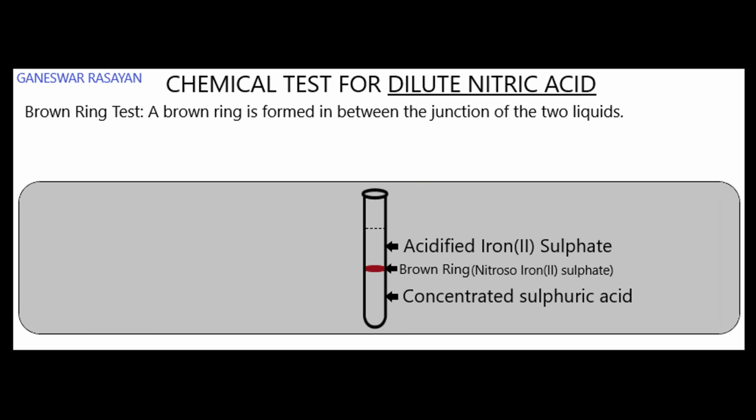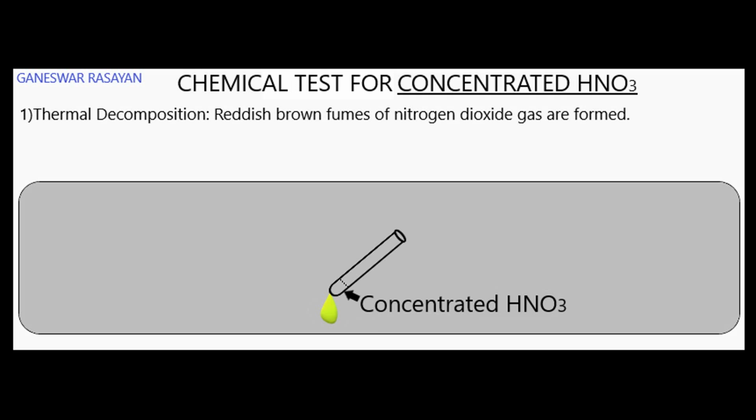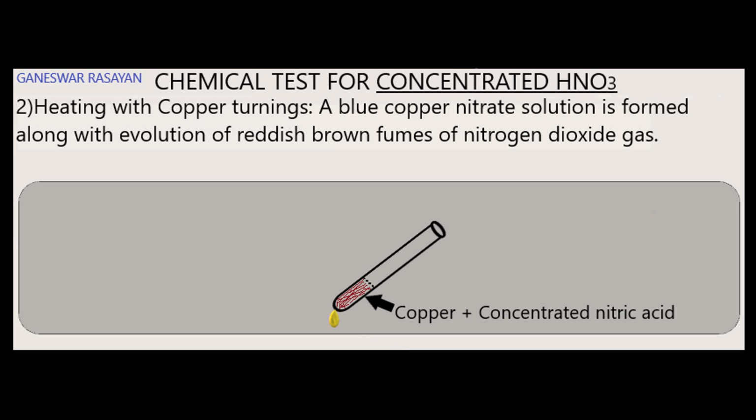The chemical test for dilute nitric acid is the brown ring test. A brown ring is formed in between the junction of the two liquids. The chemical test for concentrated nitric acid is its thermal decomposition. Reddish-brown fumes of nitrogen dioxide gas are formed. Another chemical test for concentrated nitric acid is its heating with copper turnings. A blue copper nitrate solution is formed along with evolution of reddish-brown fumes of nitrogen dioxide gas.